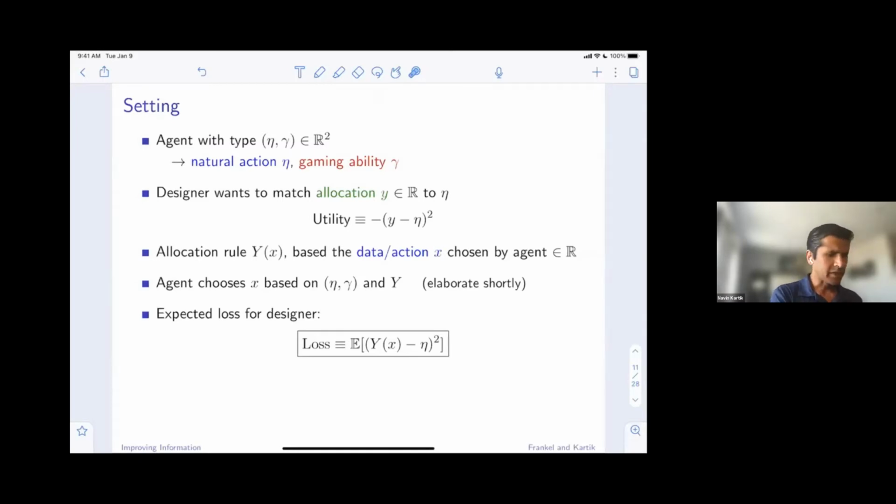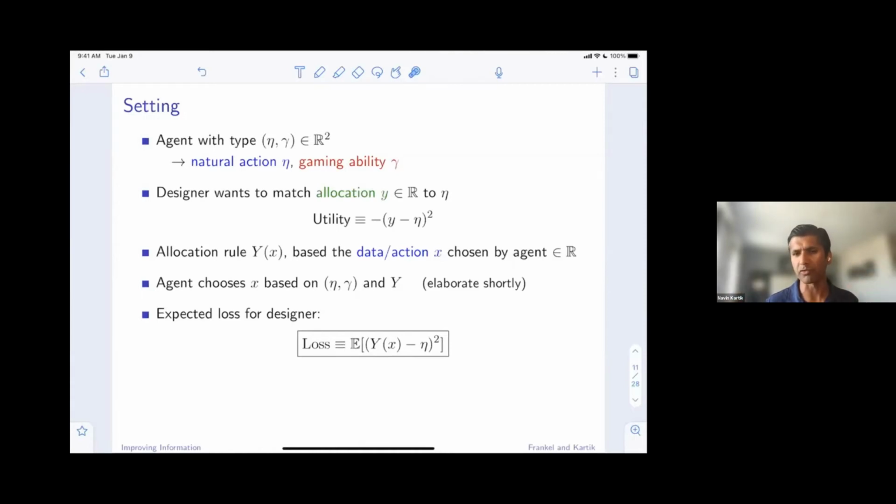The choice of the terminology should become clear on the next slide. There's a designer who's going to pick an allocation, y, a real number, and wants to match the allocation to the agent's natural action, and has a quadratic loss utility. So the designer is actually going to be picking an allocation rule, uppercase Y, which is a function that depends upon some real number x that is going to be the data or the action that's generated by the agent.